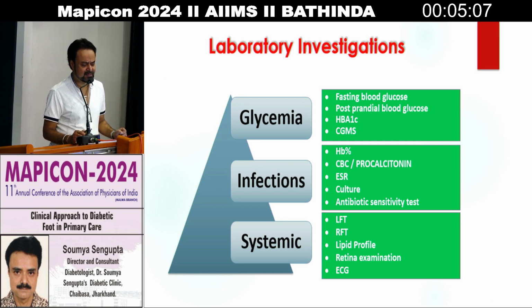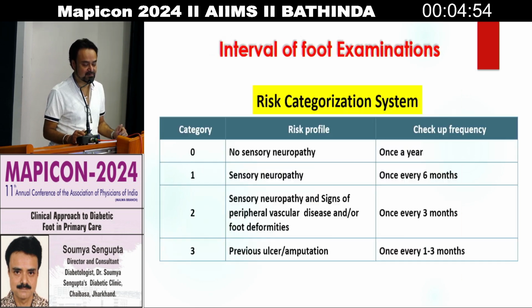healthcare center. Laboratory investigation wise: glycemia, fasting sugar, PP sugar, A1C, CGMS; infection wise: hemoglobin, CBC, procalcitonin, ESR, culture, etc. And systemic investigation by LFT, RFT, lipid profile, retinal examination, ECG, etc.